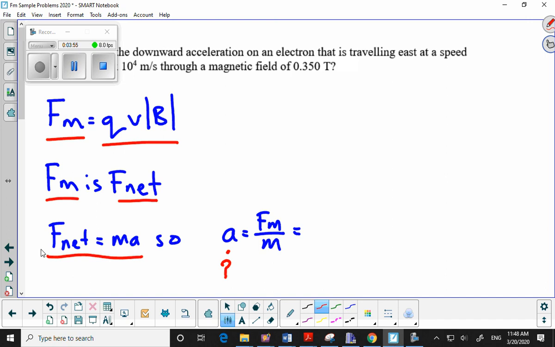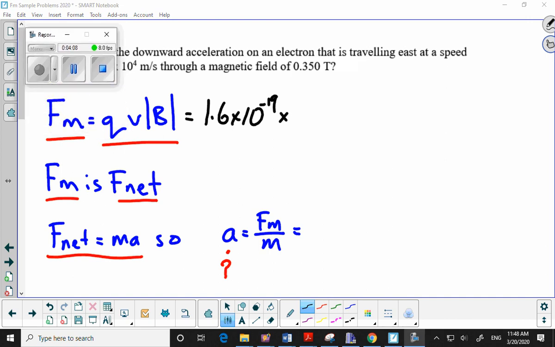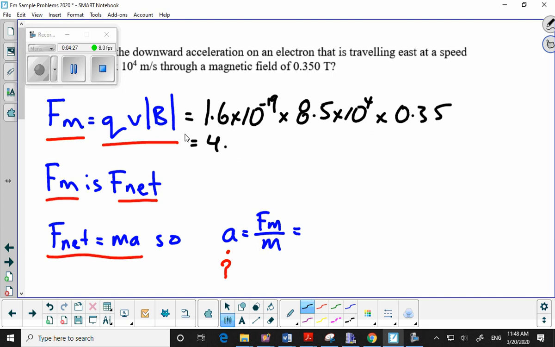So really quickly on this one then, it's an electron. So the charge is 1.6 times 10 to the minus 19. The speed of it was given as 8.5 times 10 to the 4 meters per second. Magnetic field intensity was 0.35 Tesla. So when I punch that into my calculator, I get 4.76 times 10 to the minus 15 newtons.